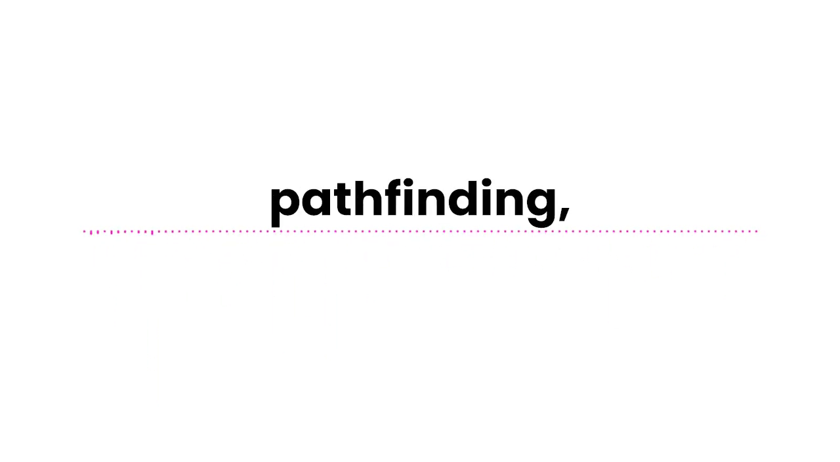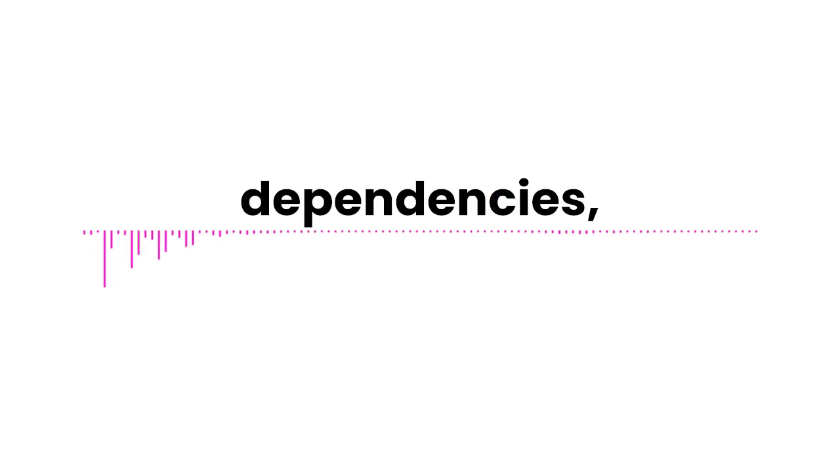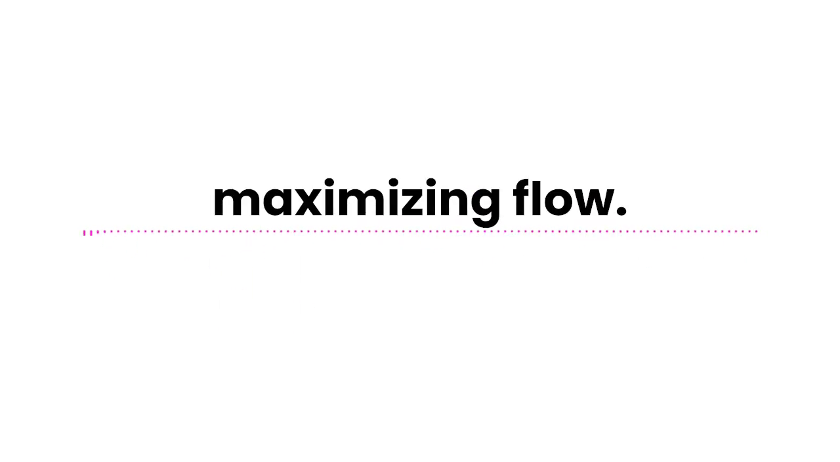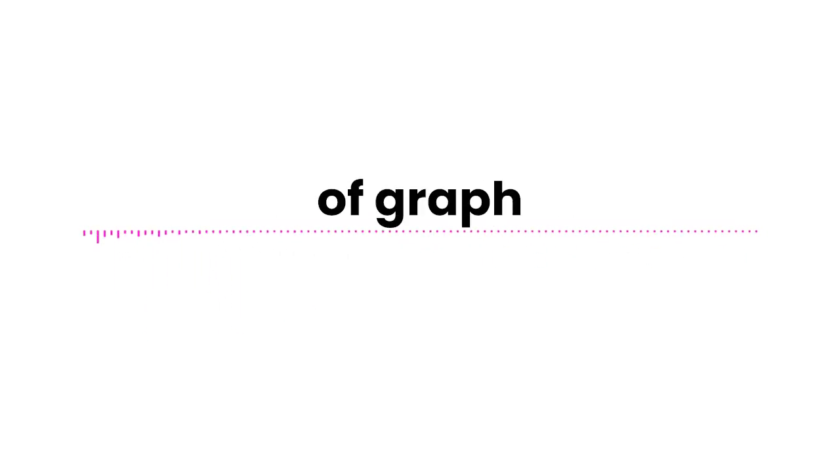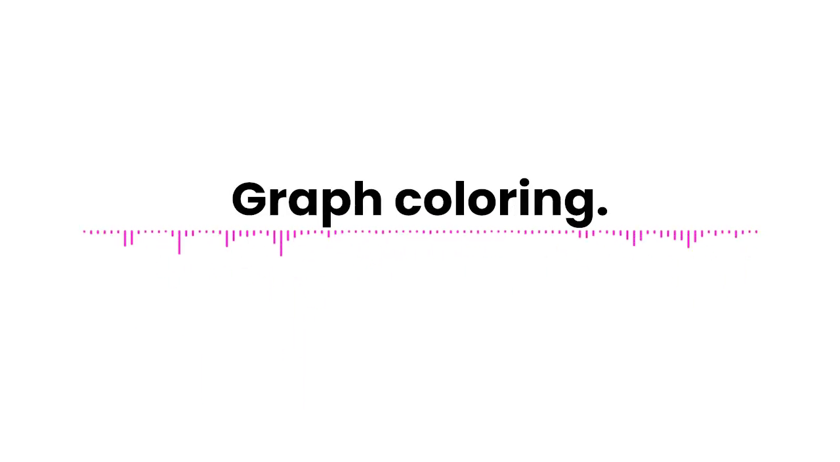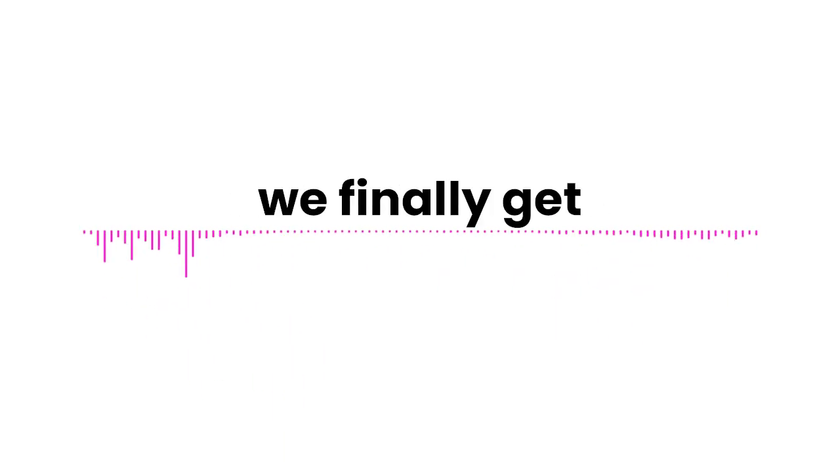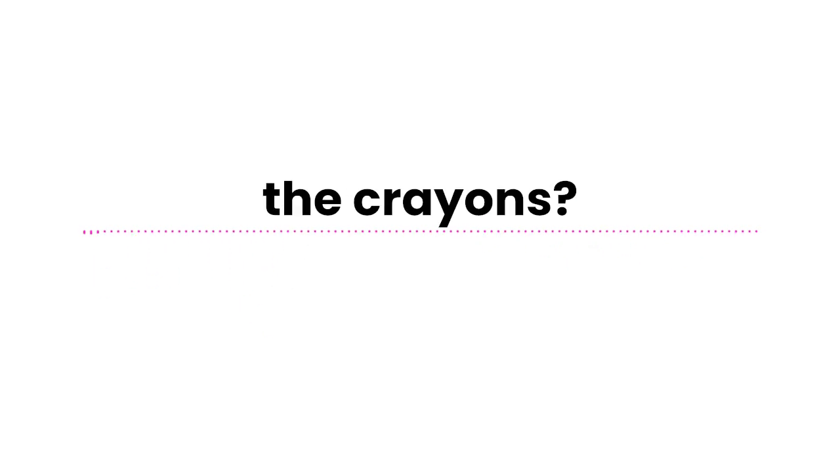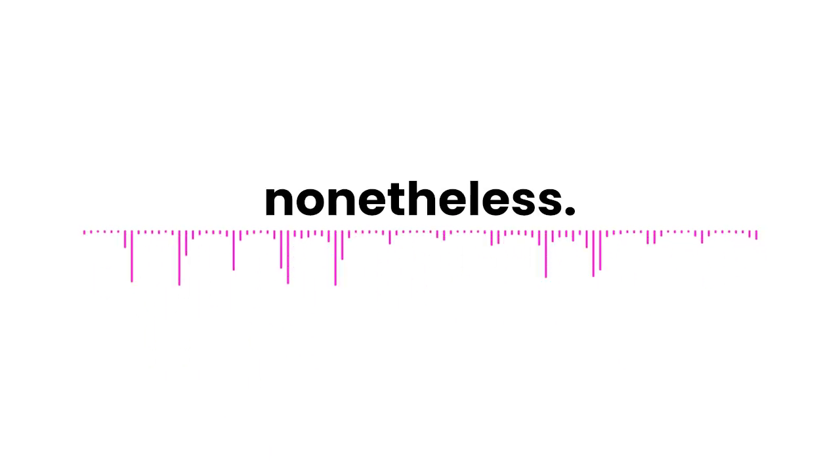Okay, this is blowing my mind. We've explored searching, pathfinding, optimizing cost, dependencies, and now maximizing flow. What else is there in this incredible world of graph algorithms? We're not done yet. Let's delve into another intriguing area, graph coloring. Graph coloring. Is this where we finally get to break out the crayons? Not quite, but it's a colorful concept nonetheless.